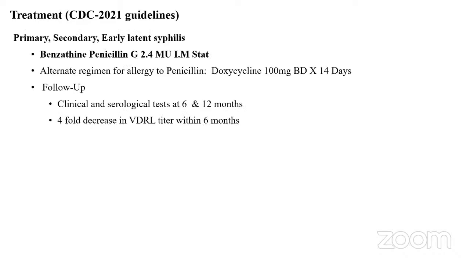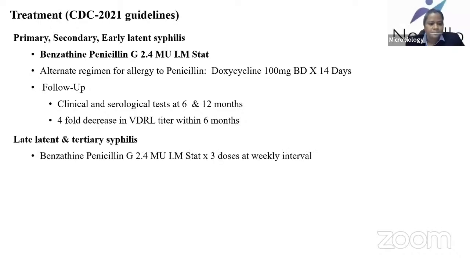Okay, so now this completes the lab diagnosis. We'll move on to the treatment of syphilis. According to CDC 2021 guidelines, if a patient is diagnosed with early syphilis, that is primary syphilis, secondary syphilis, or early latent syphilis, then the patient should be treated with injection benzathine penicillin 2.4 million units given intramuscularly. It's a single injection divided into two doses, with 1.2 million units injected into each buttock. It should be given after sensitivity testing.